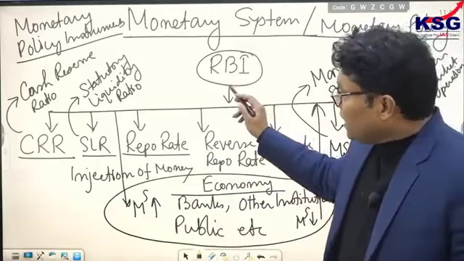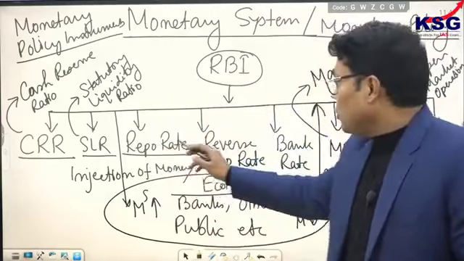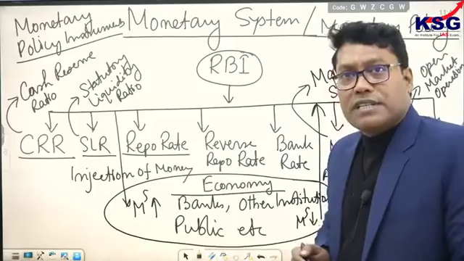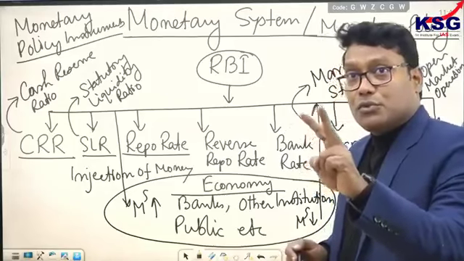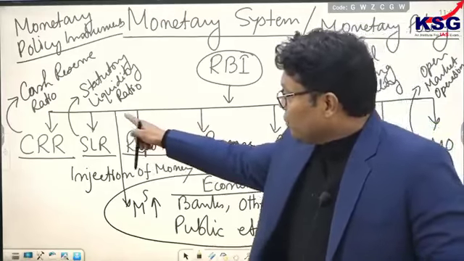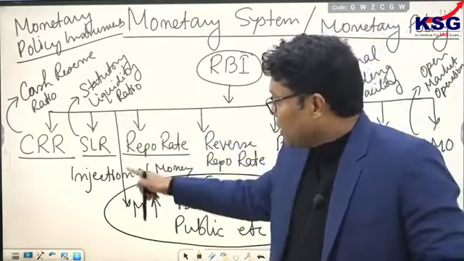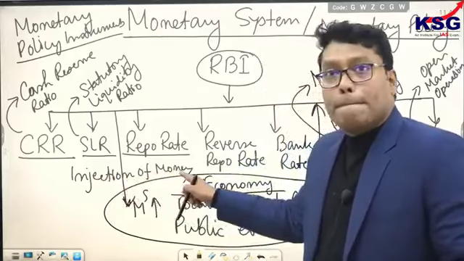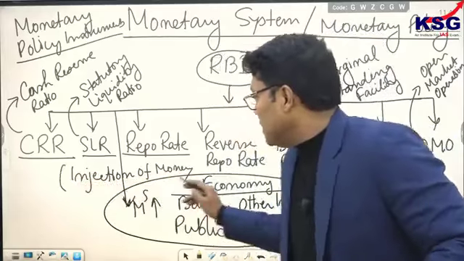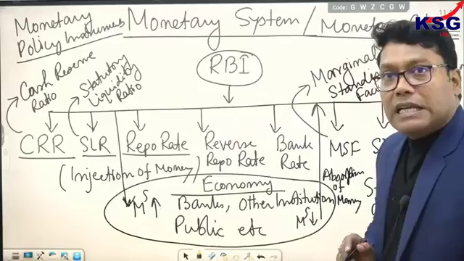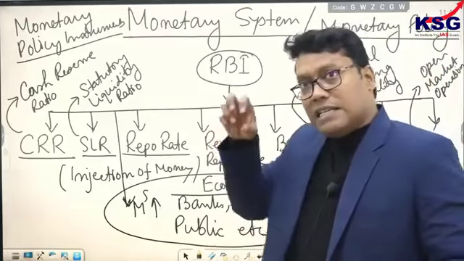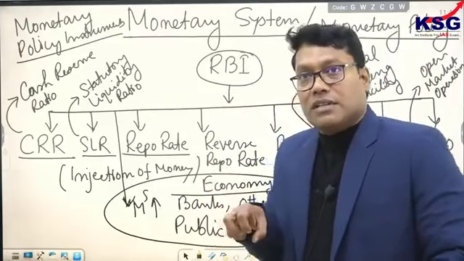See, RBI can change any of these monetary policy instruments, and through changing these instruments, RBI can do two things. One, see, one arrow comes from RBI to the economy. This arrow represents injection of money. Remember this word, injection of money. Injection of money means RBI is injecting liquidity in the country.